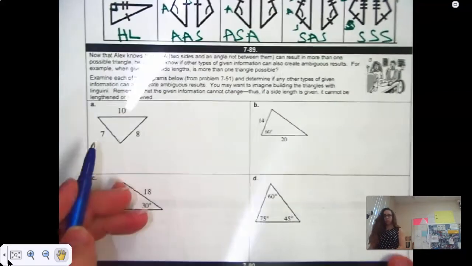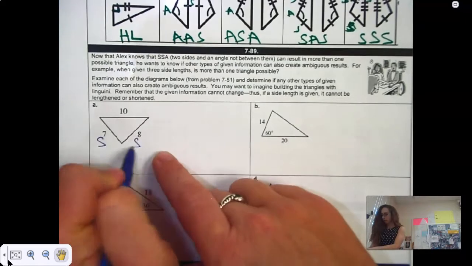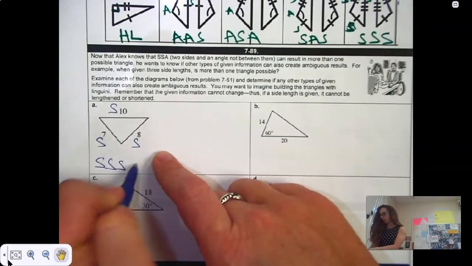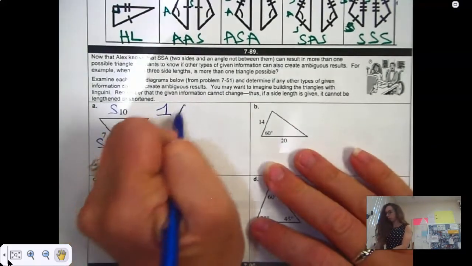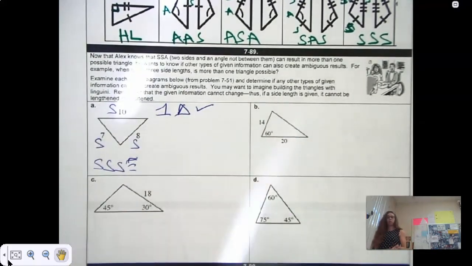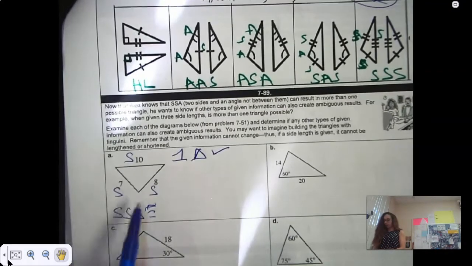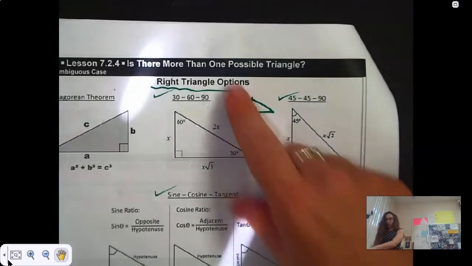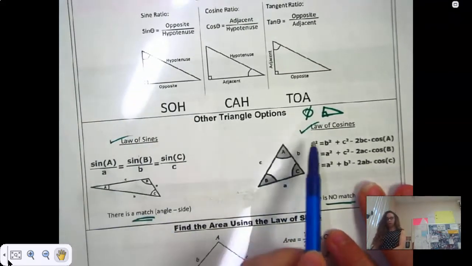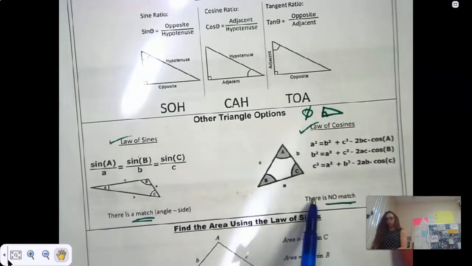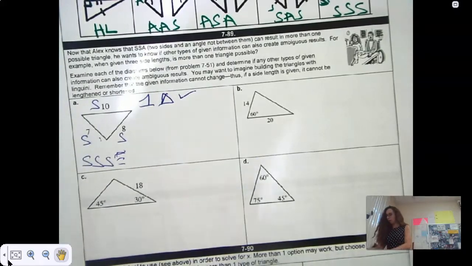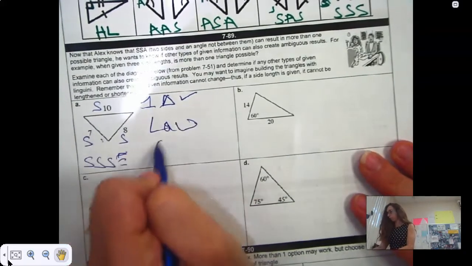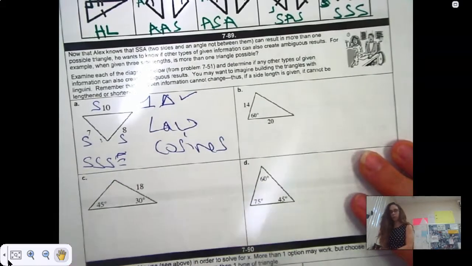Okay? So let's look here. This is a side, this is a side, this is a side. So it's side, side, side congruence. So there's only going to be one triangle. So I could figure it out. We could all agree on the same answer. So now we've got to decide, okay, well, is it a right triangle? No. If it's not a right triangle, boom, we have two decisions, law of sines or law of cosines. Is there a match or no match? So I only have sides, so there's no match. I would have to do the law of cosines. Okay?